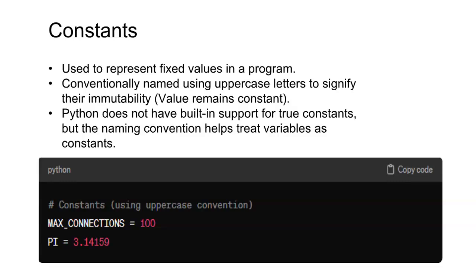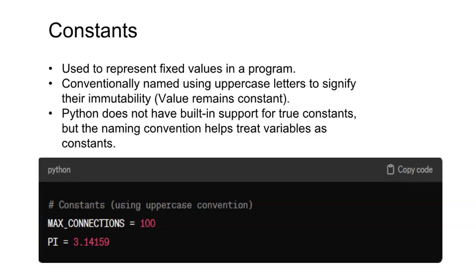Here's an explanation of what you need to know about literal constants. Constants are identifiers of variable names used to represent fixed values in a program. They are conventionally named using uppercase letters to signify their immutability. Constants hold values that are not meant to be changed during the program's execution. While Python does not enforce constant immutability, the naming convention helps convey the intent that the value should remain constant.